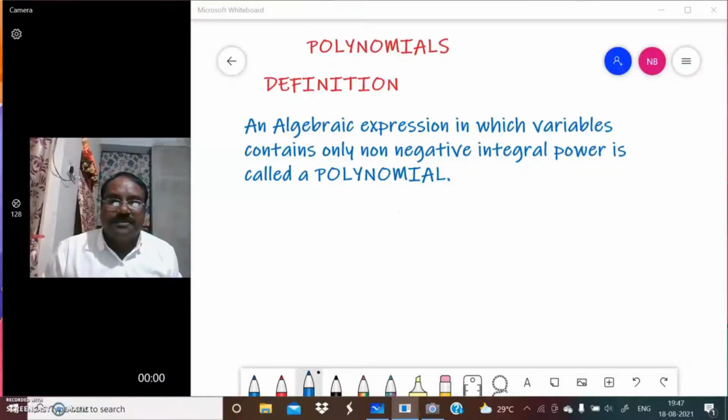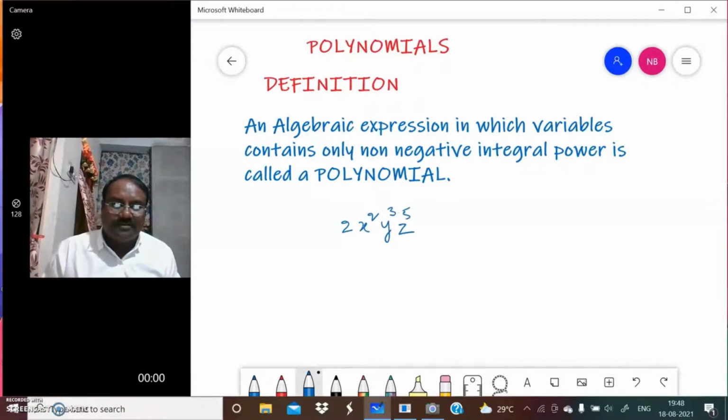Now in this chapter, polynomials, first let us learn about the definition of a polynomial. An algebraic expression in which variables contain only non-negative integral powers is called a polynomial. So for example, here let us take 2x² y³ z⁵.